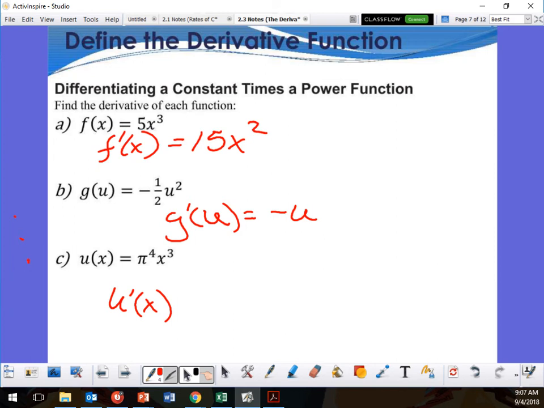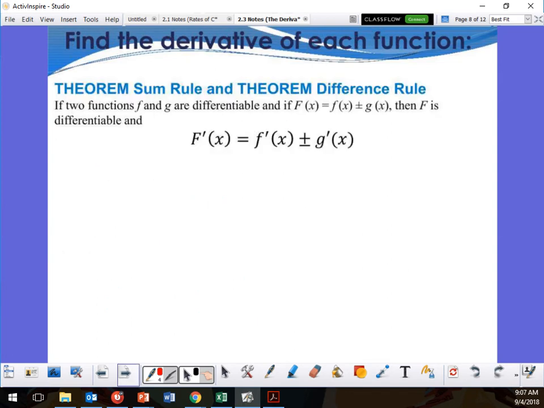So, pi is the number, isn't it? Yes. So since pi is the number, that is the coefficient of this. So it's going to be 3 pi to the 4th. That doesn't change, right? x squared. Right? Yeah. Good. All right.